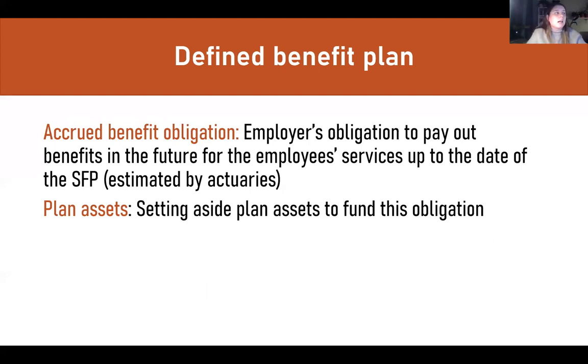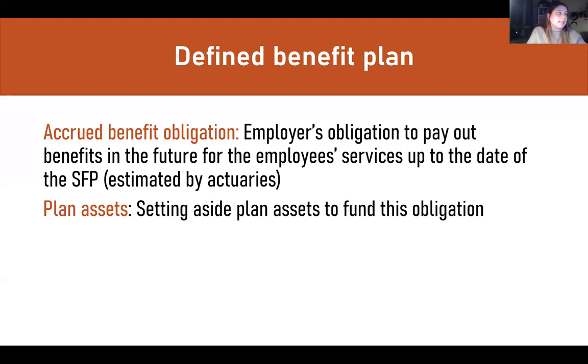There are two parts in a defined benefit plan. There's the accrued benefit obligation and the plan assets. Accrued benefit obligation is the ABO, and I think it's also referred to as DBO, defined benefit obligation. It's the employer's obligation to pay out benefits in the future for the employee's services up to the date of the statement of financial position. Most of the time it's estimated by actuaries because there's a lot of things that could happen that accountants don't know how to calculate.